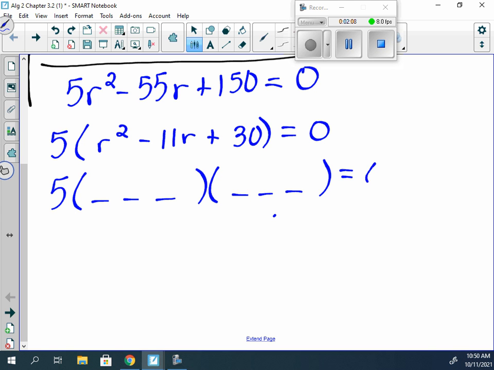Which will move us on to our two sets of parentheses with 3 spaces. Since the 30 is positive, the signs will be the same and match the sign of the middle term. So we'll have negative and negative. The factors of r squared, well, the only ones we have are r and r.